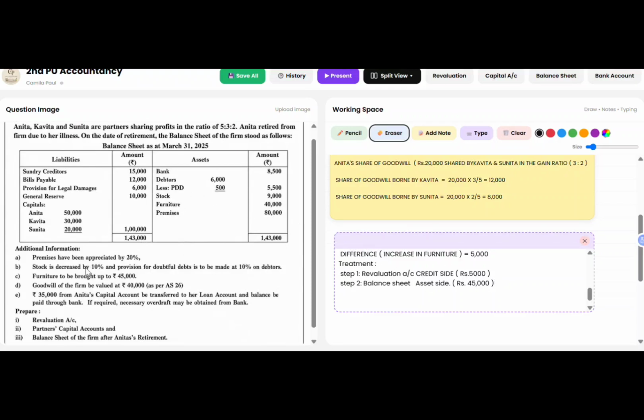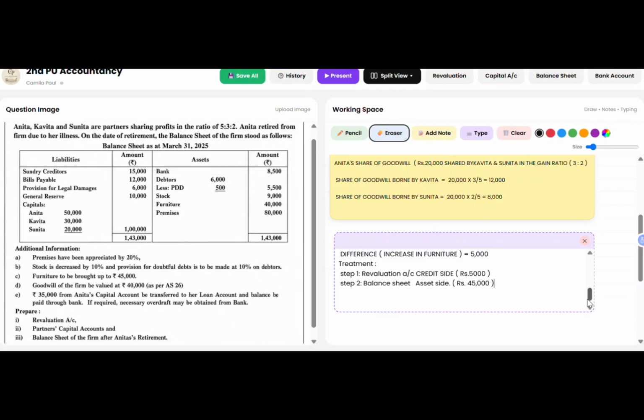And secondly, in the balance sheet, we are going to write the new value directly because earlier it was furniture 40,000, but now as per the adjustment, it says that the value of the furniture is 45,000. So directly 45,000, the revalued amount of furniture, will be recorded on the asset side of the balance sheet. So that is the adjustment given here.